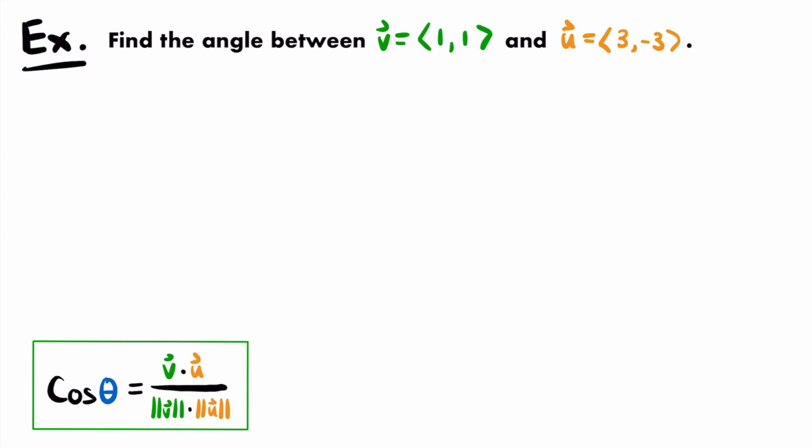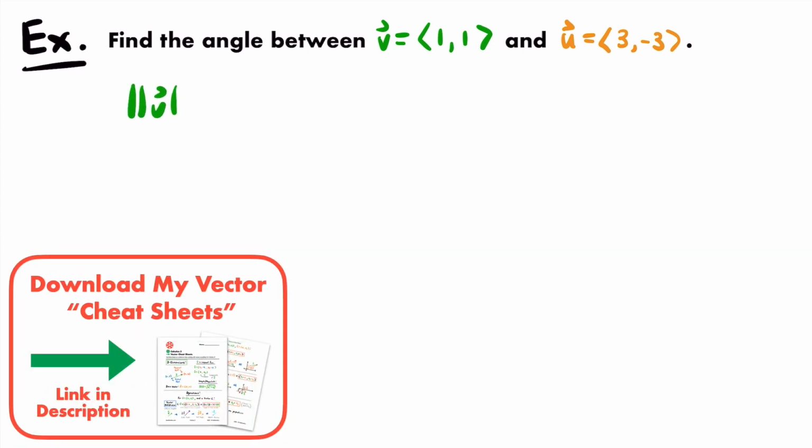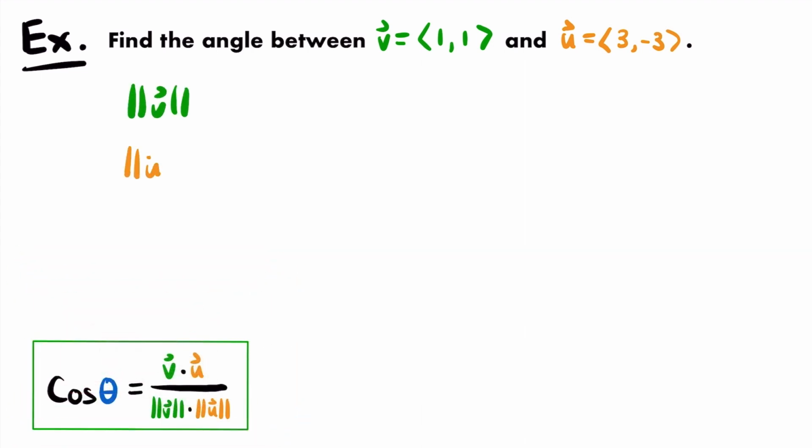All right, and so we'll get to that, but let's just start with finding what we need to set up this formula. If we want to find the angle between these two vectors, we need to know what the dot product is for those two vectors, and we need to find each of those vectors' magnitudes. And so let's start with that. Let's find the magnitude of vector v and the magnitude of vector u.